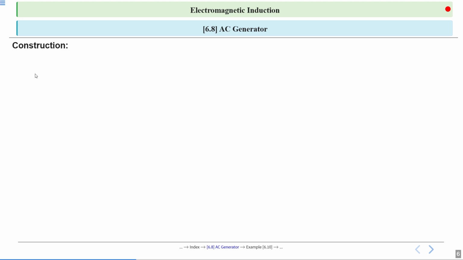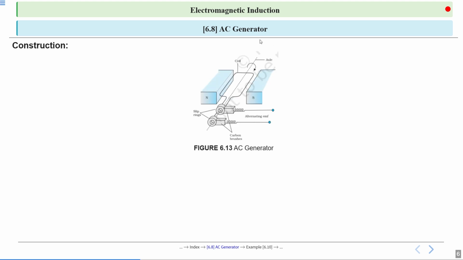So let's see the construction. We have already discussed it, but we are going to discuss it in detail. So this is the diagram, and the first component is the armature. What is the armature? It is basically this coil, a rectangular coil of many turns wound on a soft iron core. All these things collectively are called the armature. So this is a coil having n number of turns, and a soft iron core is inserted inside the coil.